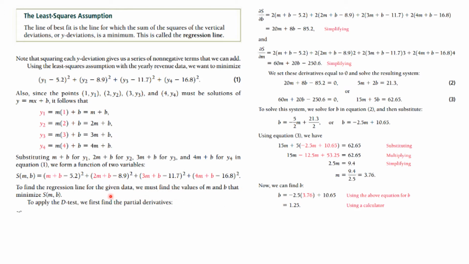Now, to find the regression line for the given data, we must find the values of m and b that minimize this. And recall, we learned that we have to do the D-test. So the first thing we do is find the partial derivatives.